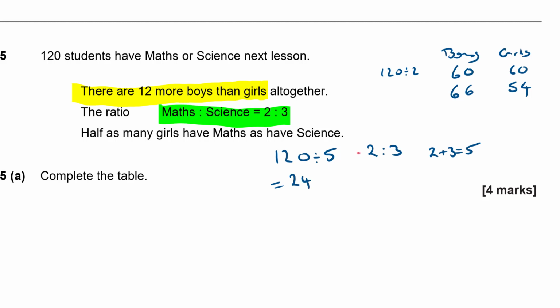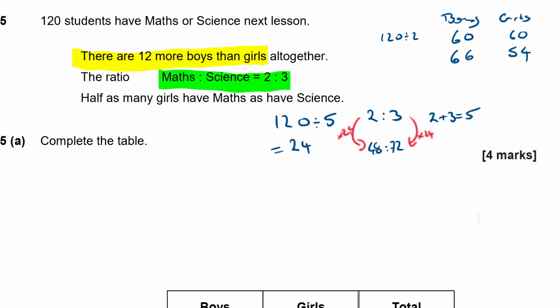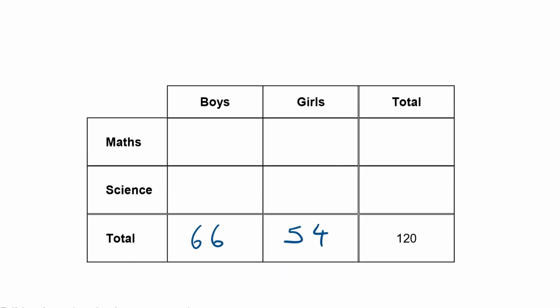So scaling up this ratio by a factor of 24. 2 24s are 48, and 3 24s are 3 20s are 60, 3 4s are 12, must be 72. Just double check, 48 plus 72 does equal 120, so it looks good. So 48 math students, 72 science students. So put that in as well.